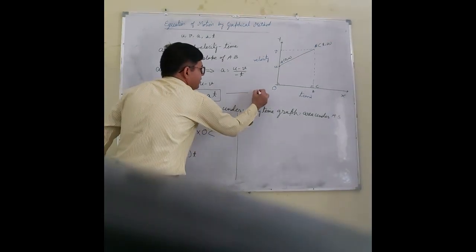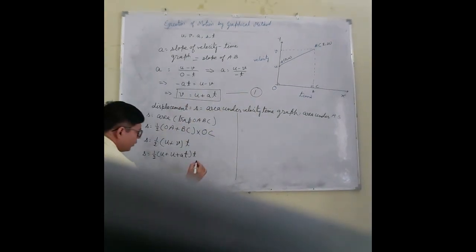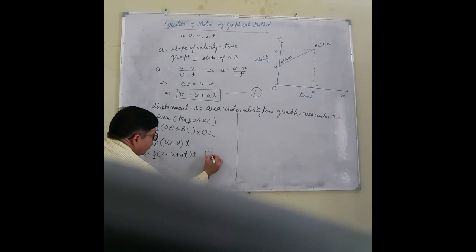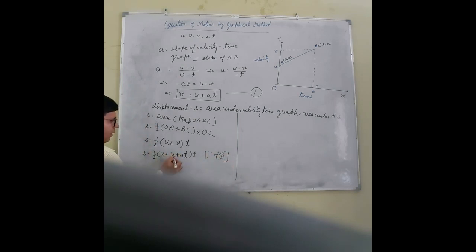Let me say this is equation 1. So what will you write? Because of 1. Why 1? Because V equals U plus AT. Now I think you can solve it. What will it come to? U plus U, 2U plus AT, multiplied by T.